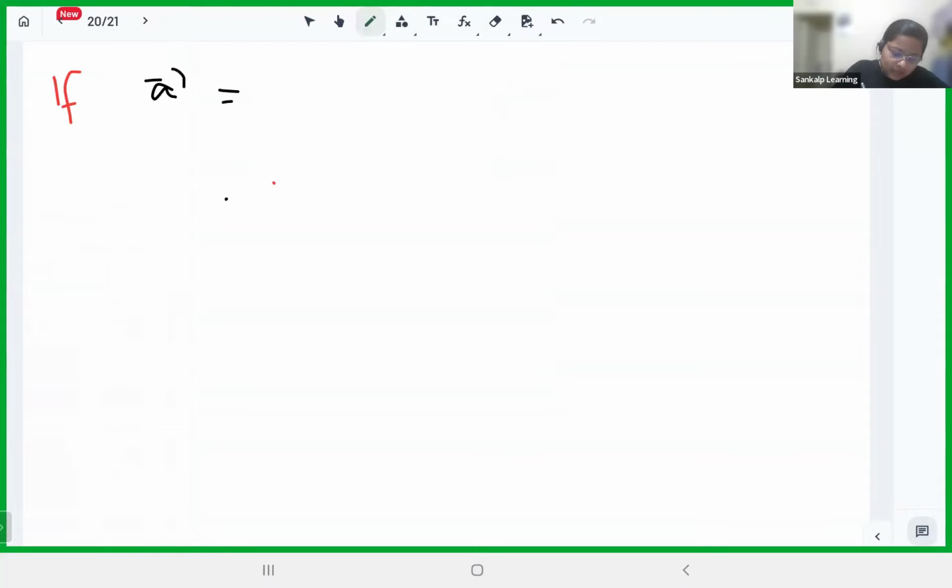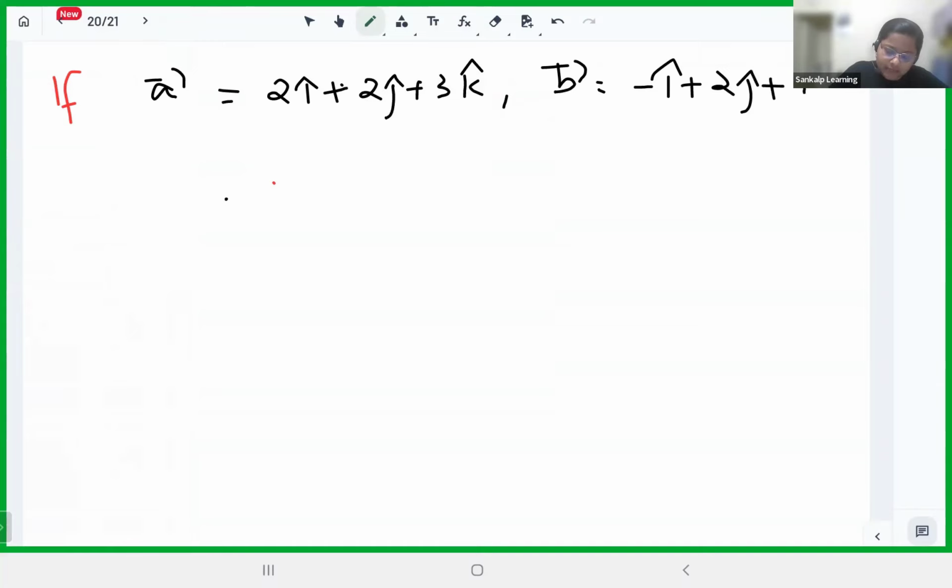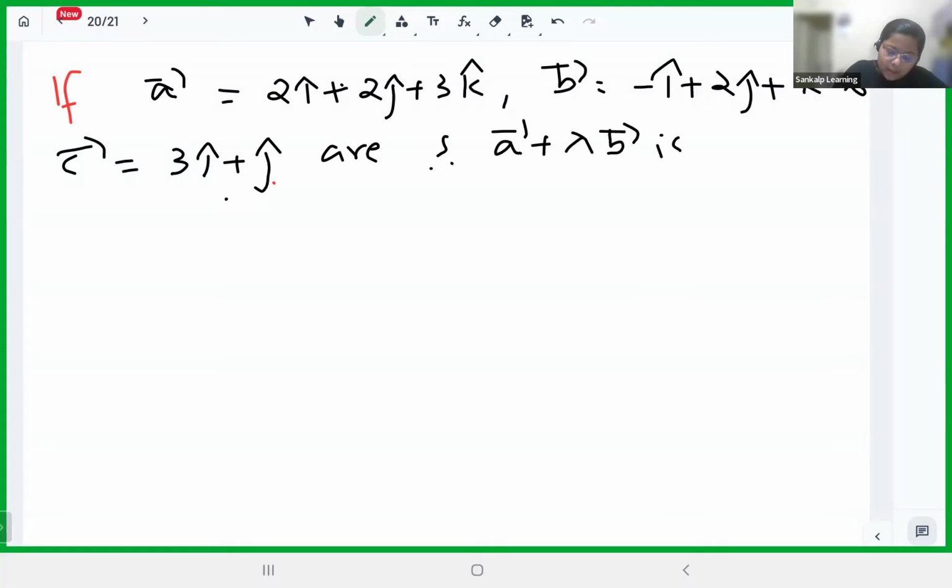If vector A is equal to 2i plus 2j plus 3k, vector B is equal to minus i plus 2j plus k, and vector C is equal to 3i plus j, such that vector A plus lambda times vector B is perpendicular to vector C, then find the value of lambda.